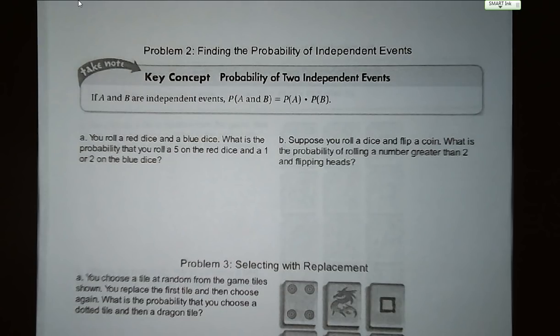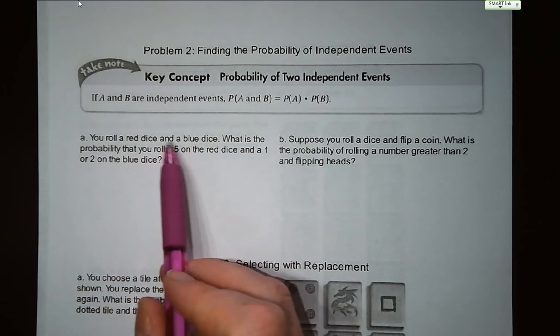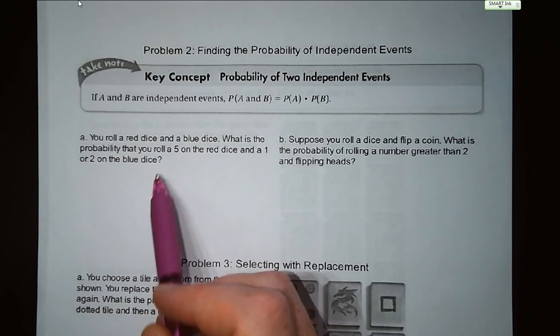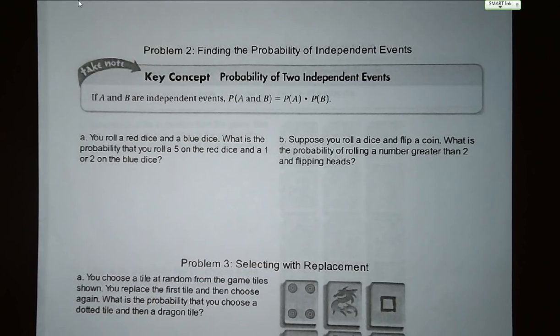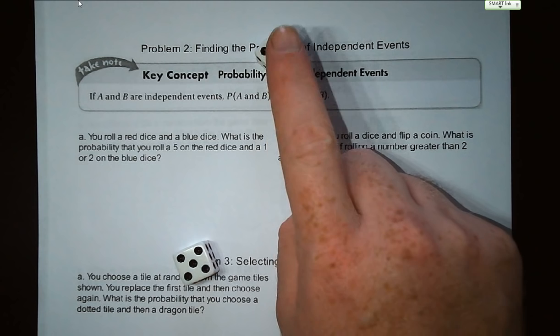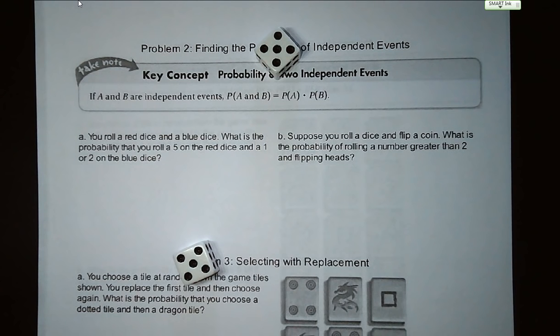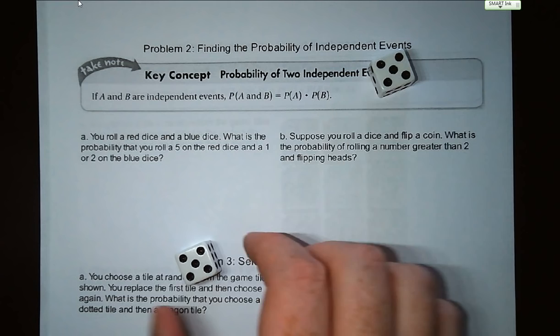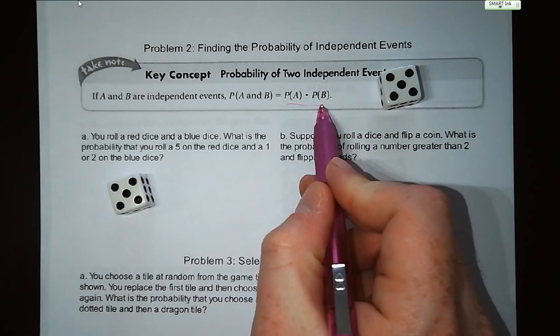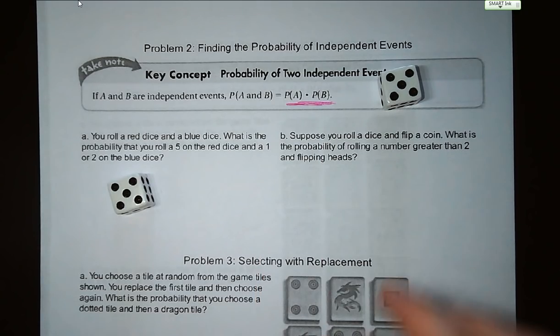Now, these are two completely separate things happening, and you want to know what happened. So in example 1, you roll a red dice and a blue dice. What is the probability that you roll a 5 on the red and a 1 or a 2 on the blue? Now, when you roll 2 dice, did the outcome of this one have anything to do with the outcome on this one? No. They are two separate things. Probability of one dice and the probability of another are two separate probabilities. What you need to do then is multiply them together in order to get your actual probability.